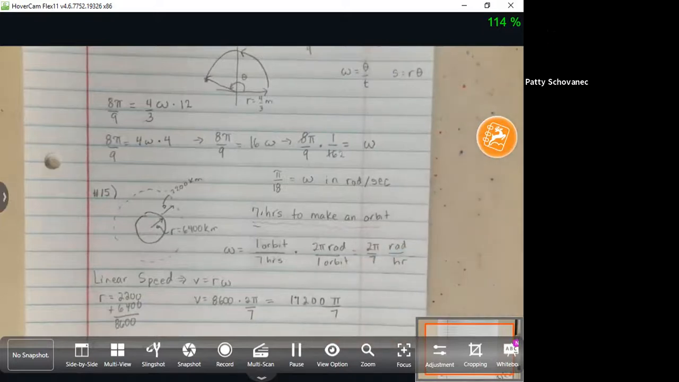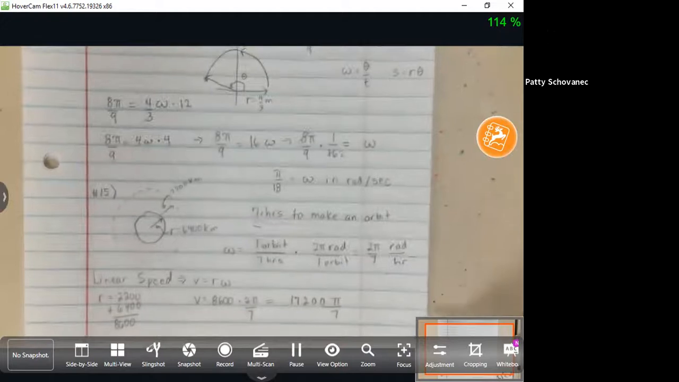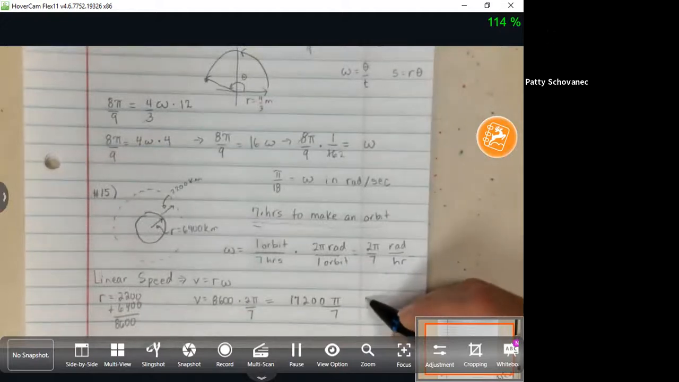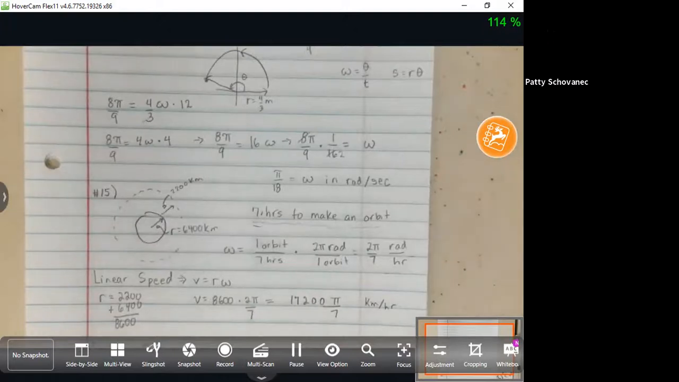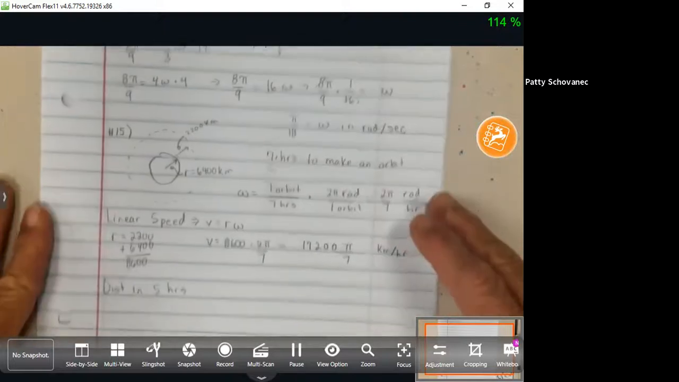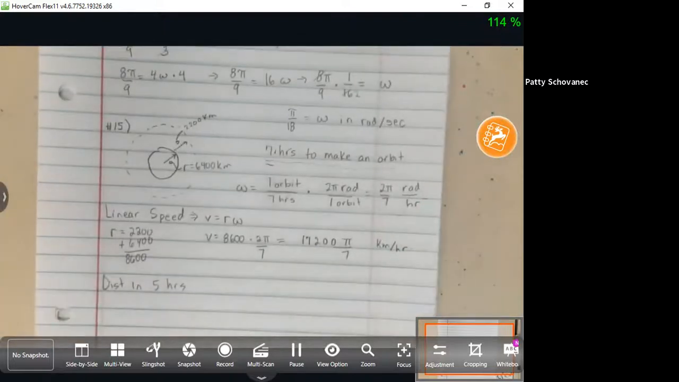17,200 pi over 7, and that's going to be now in kilometers per hour. And so if we know the rate that this object is traveling, we can find the distance that it travels just by multiplying: distance is equal to rate times time. So take our rate and multiply it by the elapsed time. In the second part of this problem, the elapsed time is 5 hours.